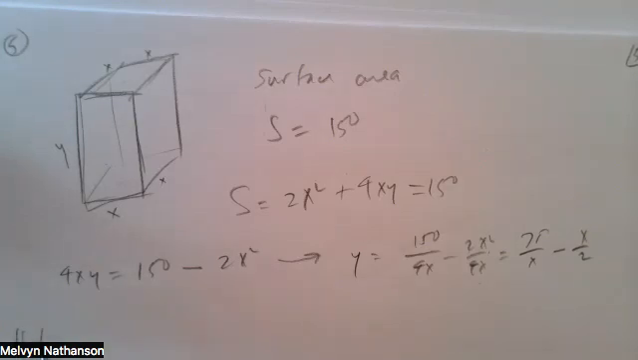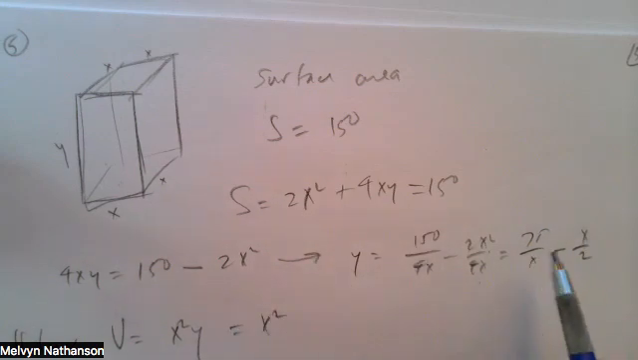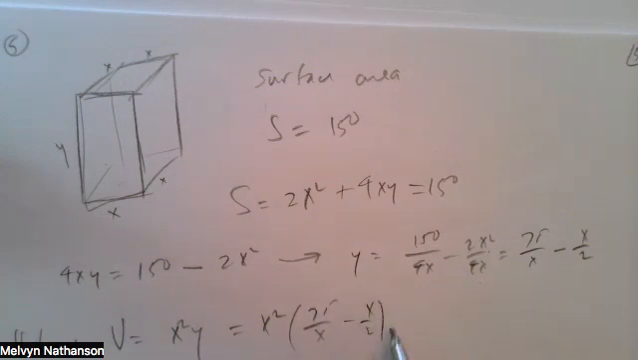But what is the volume? The volume V is the area of the base, x squared, times the height, y. But y is a function of x. Y is 75 over x minus x over 2. So this is equal to 75x minus x cubed over 2. So that's the volume as a function of x.